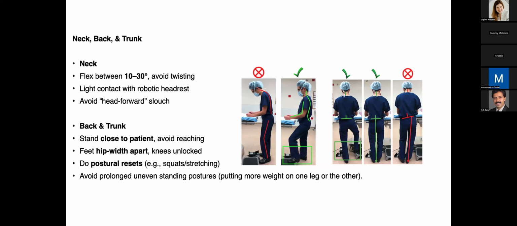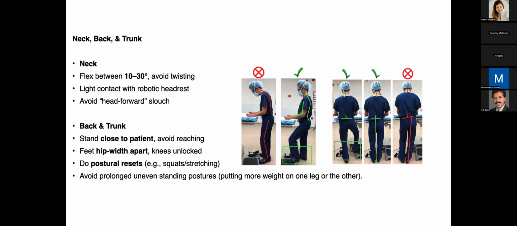For your neck, you want it flexed between 10 to 30 degrees, avoiding twisting as much as possible. When using the robot, you should have light contact with the robotic headrest. You don't want to be leaning against it with all of your weight up against your neck. And try to avoid that head forward slouch by straightening out your back.